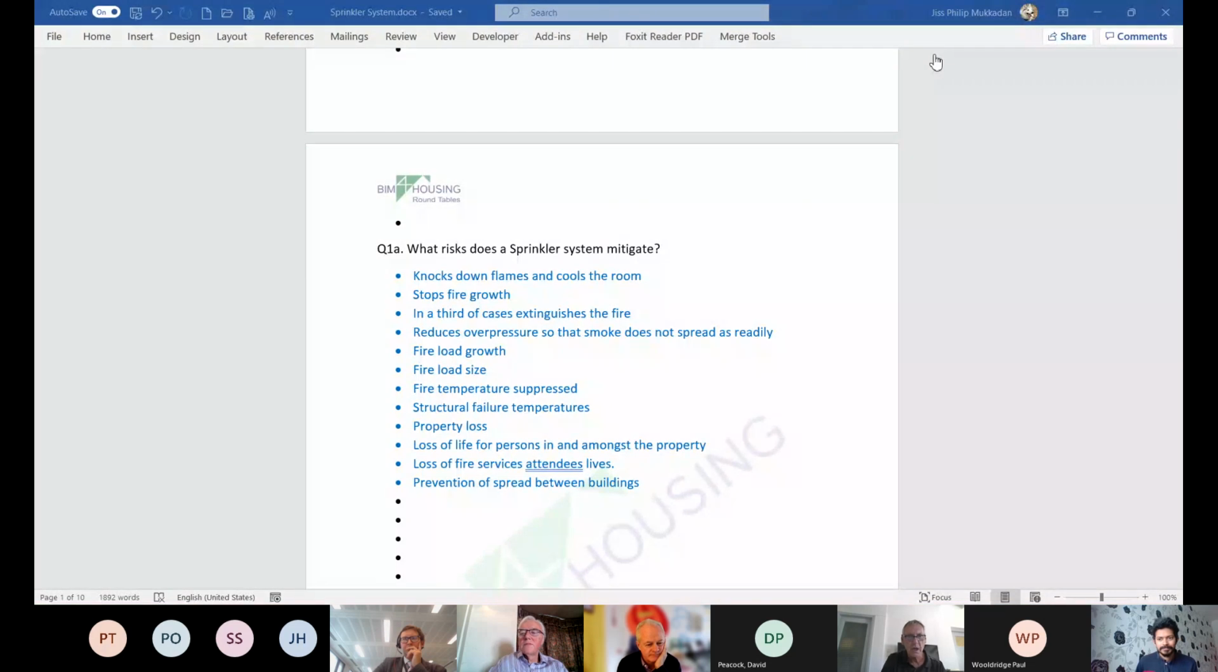Right, if we can go to question 1A: what risk does a sprinkler system mitigate?